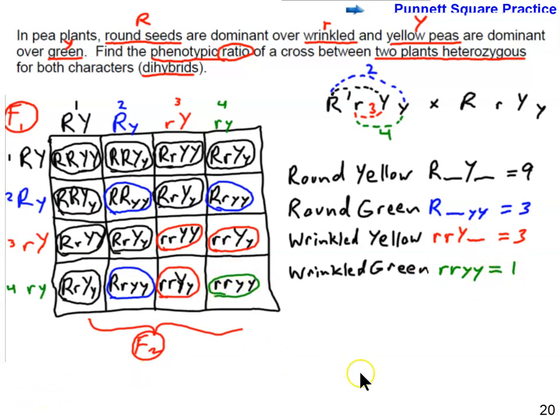Okay, so 9 to 3 to 3 to 1, in that order, always. Dominant, dominant; dominant, recessive; recessive, dominant; recessive, recessive. 9 to 3 to 3 to 1.